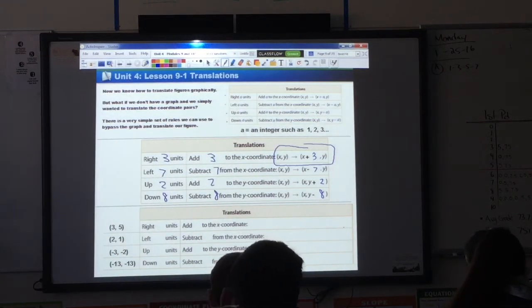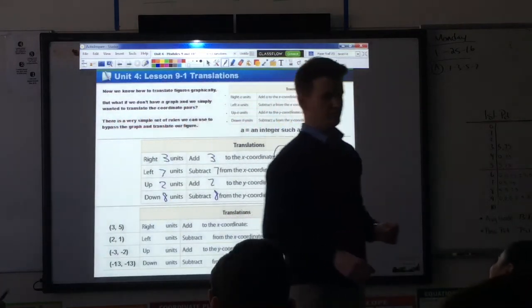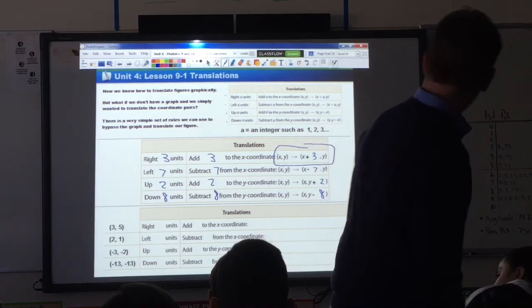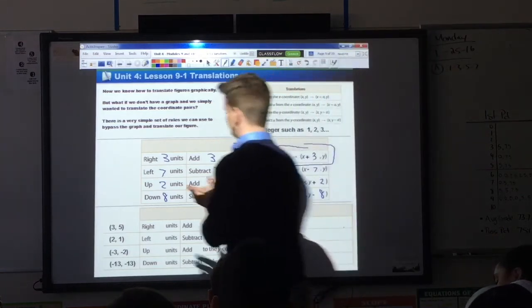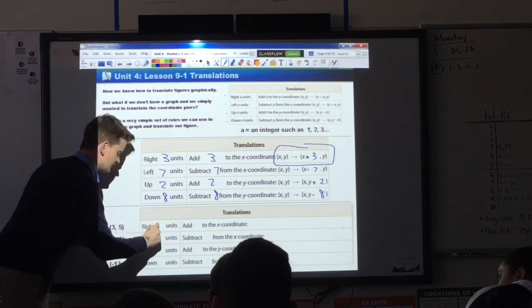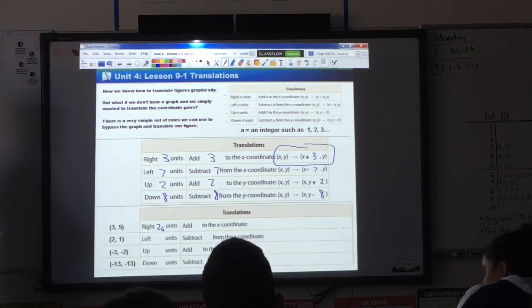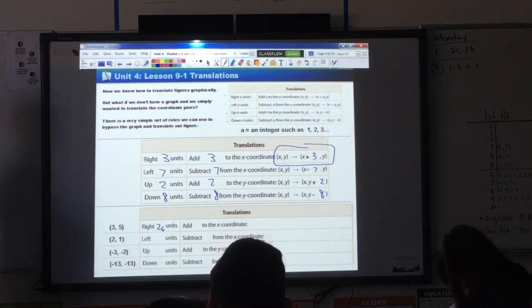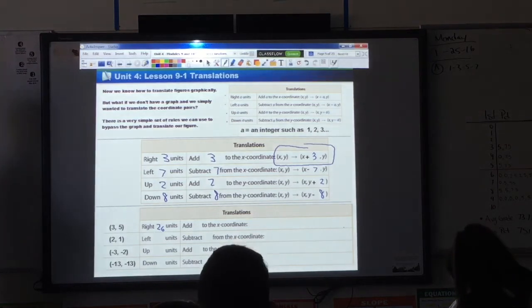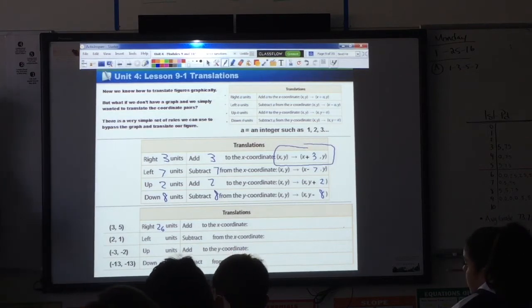Mr. Guerra, now we're going to work with coordinate pairs, bud. And I'm going to pick the number for you, just to make sure that you're completely 100% with this. So we look at the first one here, 3 comma 5. And I want to go right 26 units. So what am I doing to the x coordinate?